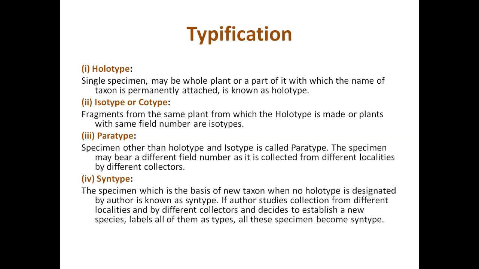And next we come to syntype. The specimen which is the basis of a new taxon when no holotype is designated by the author is known as syntype. So if the author failed to provide a specific taxonomic type, holotype, then syntype is used. If the author studies collections from different localities and by different collectors and decides to establish a new species, labels all of them as types, all these specimens become syntype.